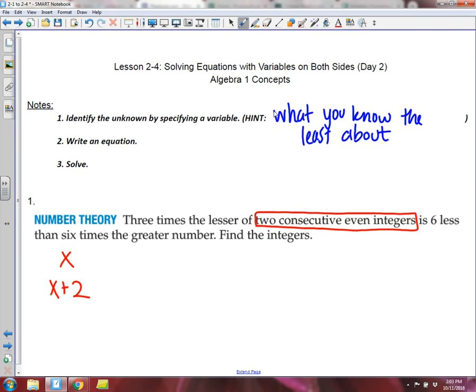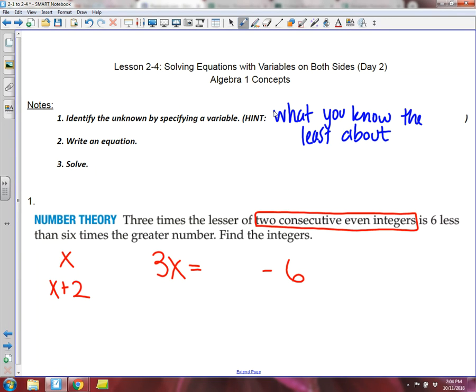Good. So now that we have this, we're going to go back to the problem and write an equation. Okay? So it says 3 times the lesser. Which one of these is the lesser? X would be the lesser, right? How do I do 3 times that? 3x. 3 times the lesser of 2 consecutive even integers is, what does is mean to do? Equals. 6 less than. What does less than mean to do? Subtract and flip. So the -6 is going to go on the end.